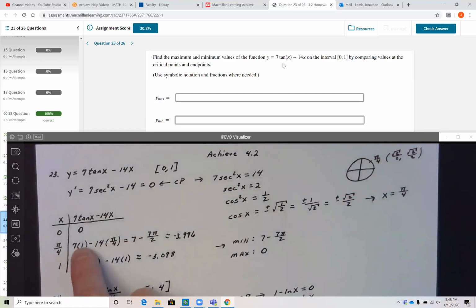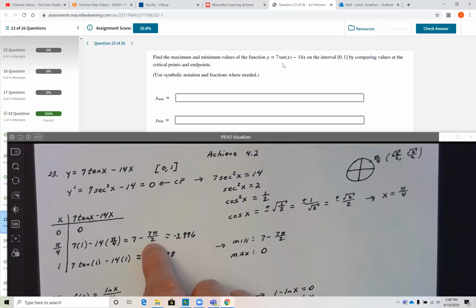So you'd say 7 tangent pi over 4 is 7 times 1, and then you get minus 14 times pi over 4. I simplified that down to 7 minus 7 pi over 2. Now, I went ahead and simplified that to a decimal answer of negative 3.996. Achieve wants exact answers, but sometimes it helps to get the decimal just so you can realize whether that's the low value in this case or not.